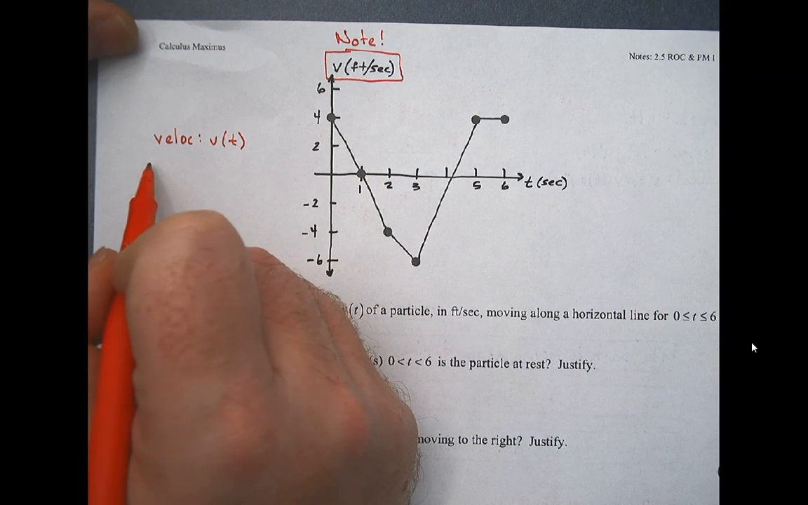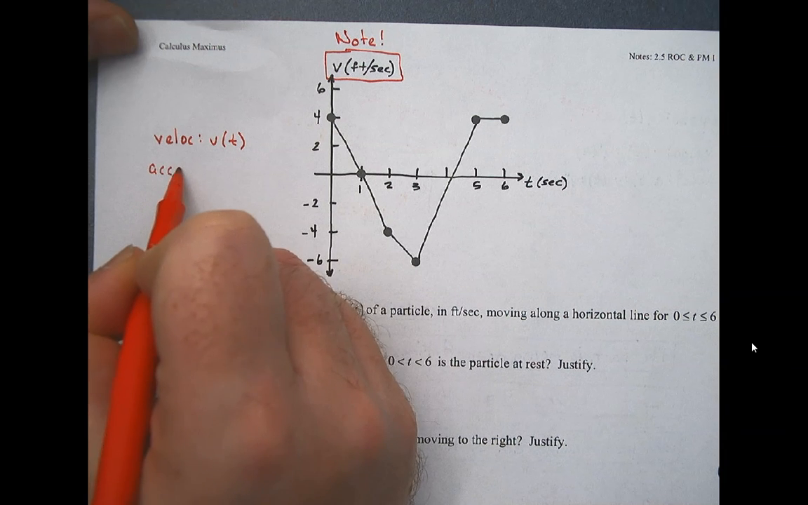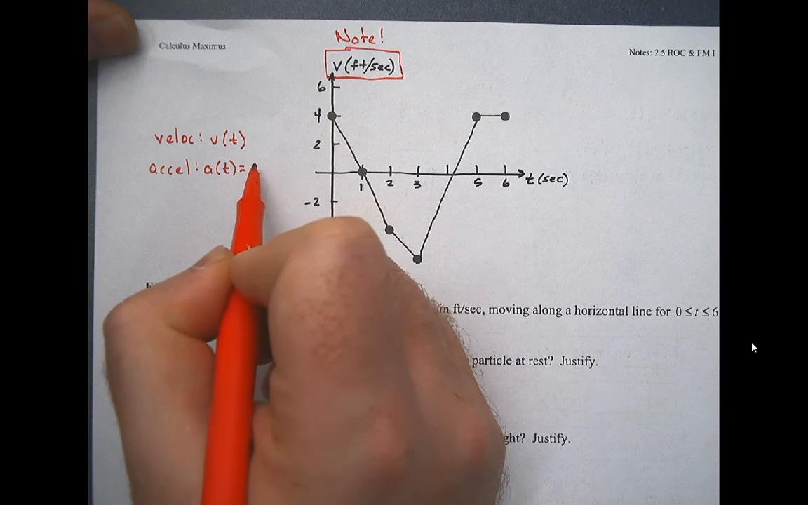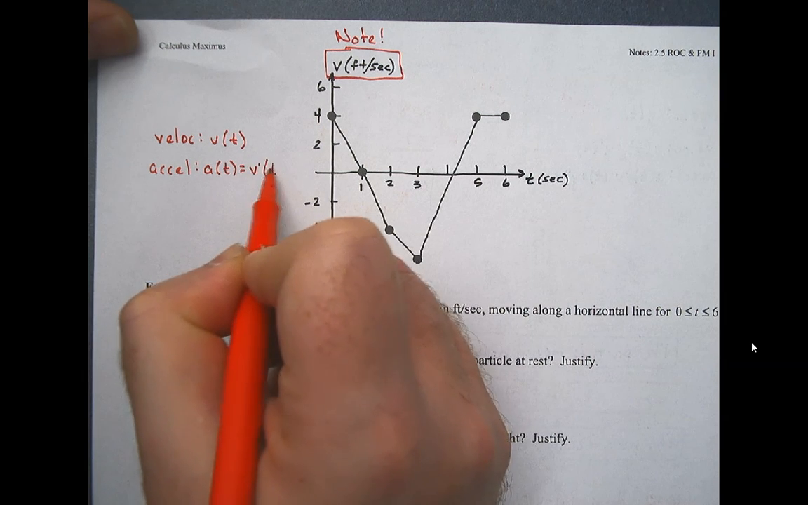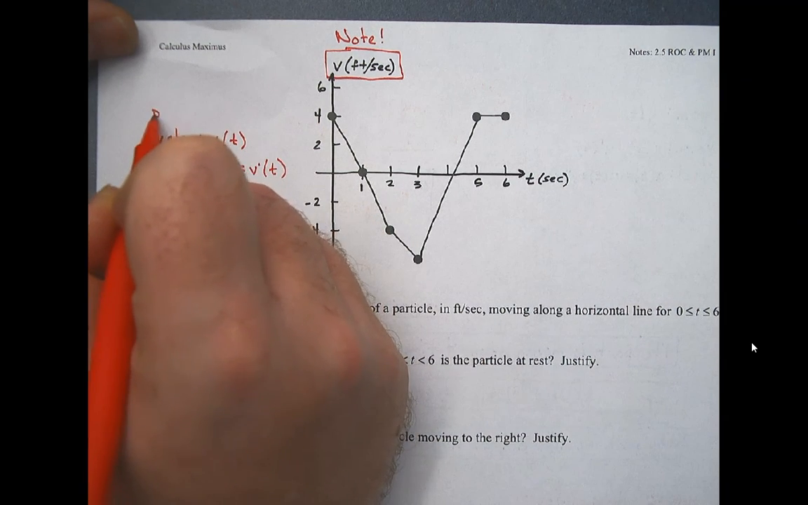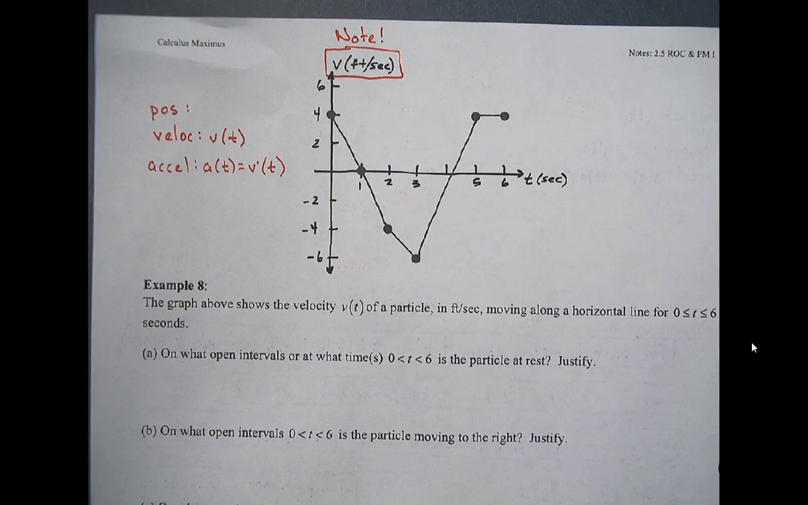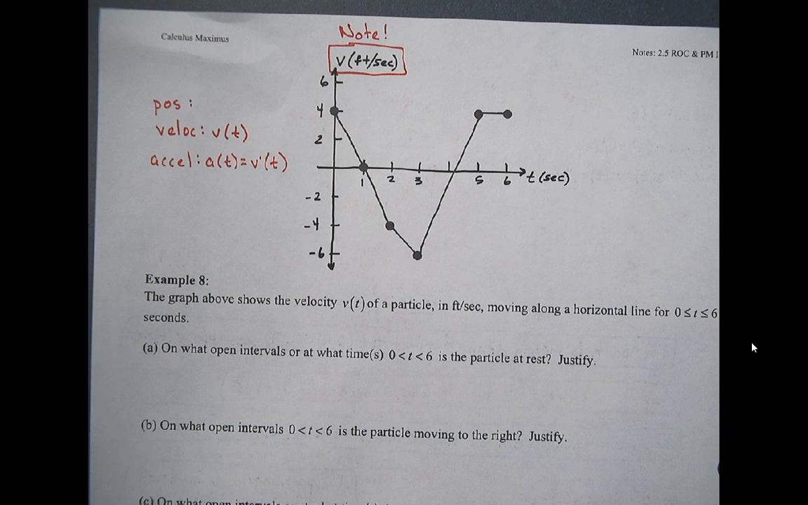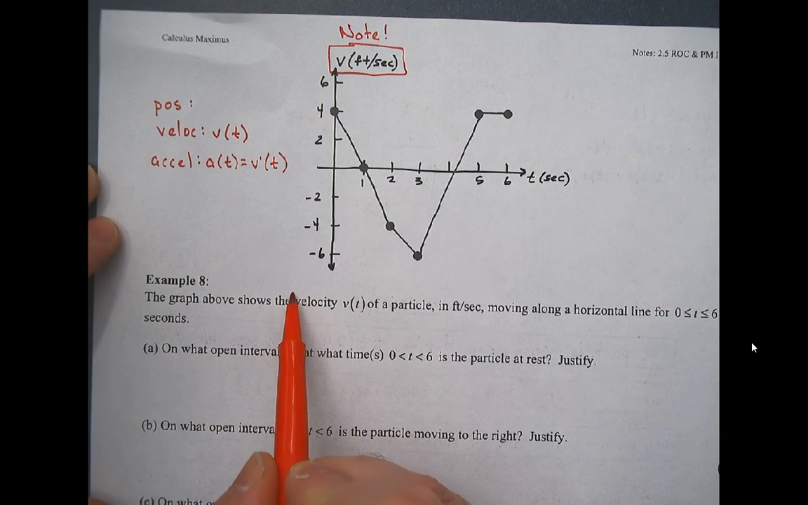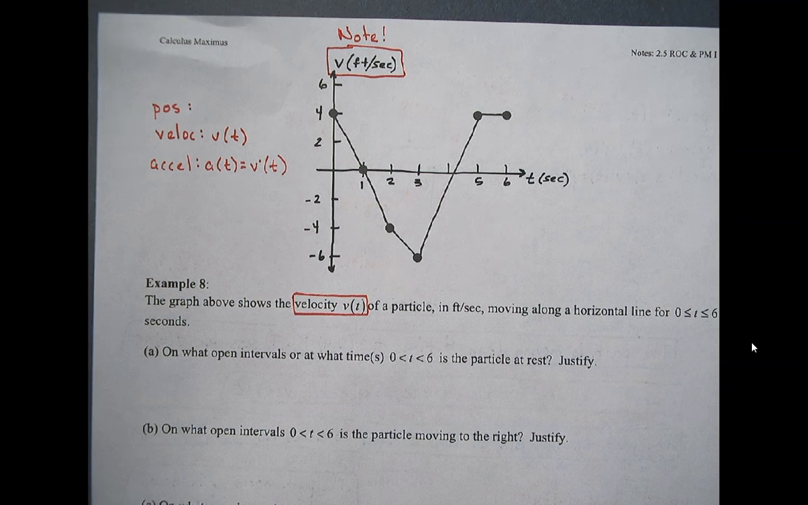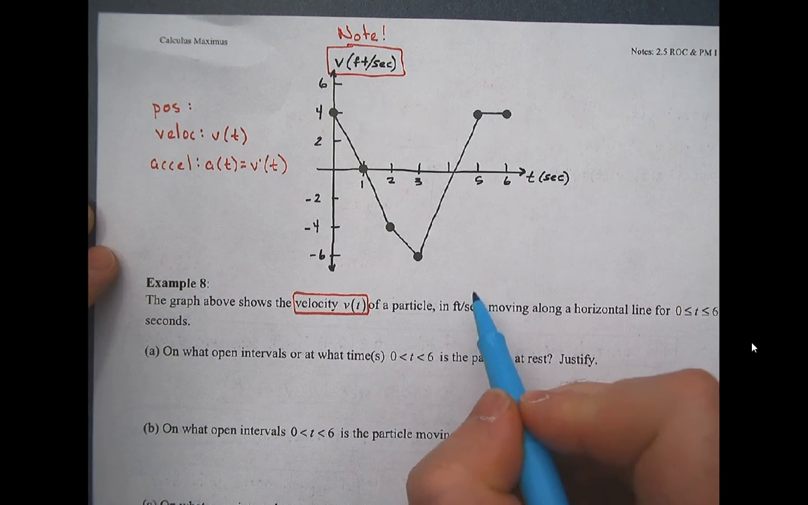And then we have acceleration comes after that. Acceleration would be equal to, like I said, I always like to make this chart, v prime of t. And then we are going to talk about position, but I'm going to wait. There's an example near the bottom that I'm going to use to explain how position works. So this graph shows velocity. The graph above shows the velocity of a particle in feet per second.